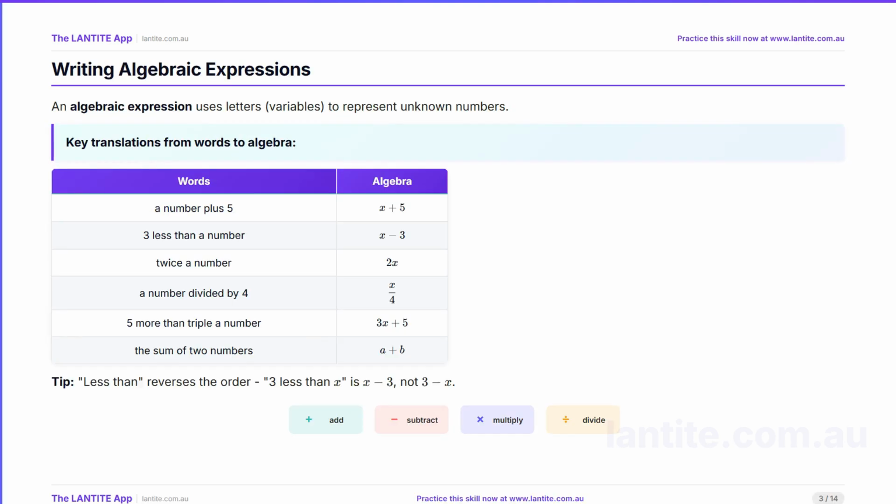An algebraic expression uses letters to stand for unknown numbers. The key skill here is translating English words into math symbols. A number plus 5 becomes x plus 5. 3 less than a number becomes x minus 3. Notice the order reverses. Twice a number is 2x. A number divided by 4 is x over 4. 5 more than triple a number is 3x plus 5. Pay close attention to the phrase "less than", as it is a common source of errors on the LANTITE.